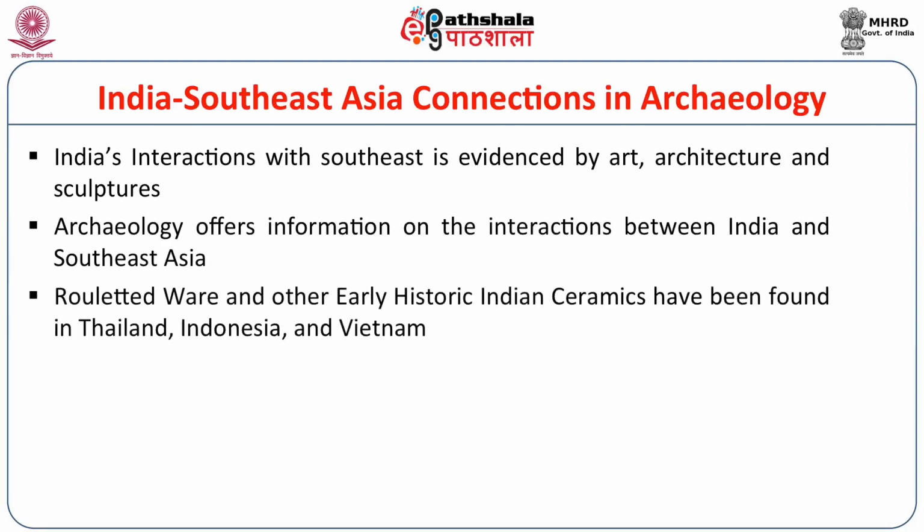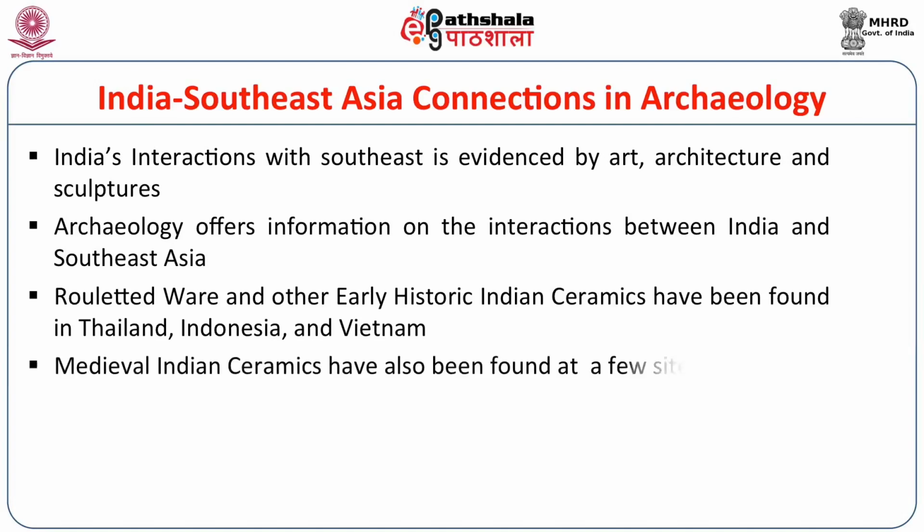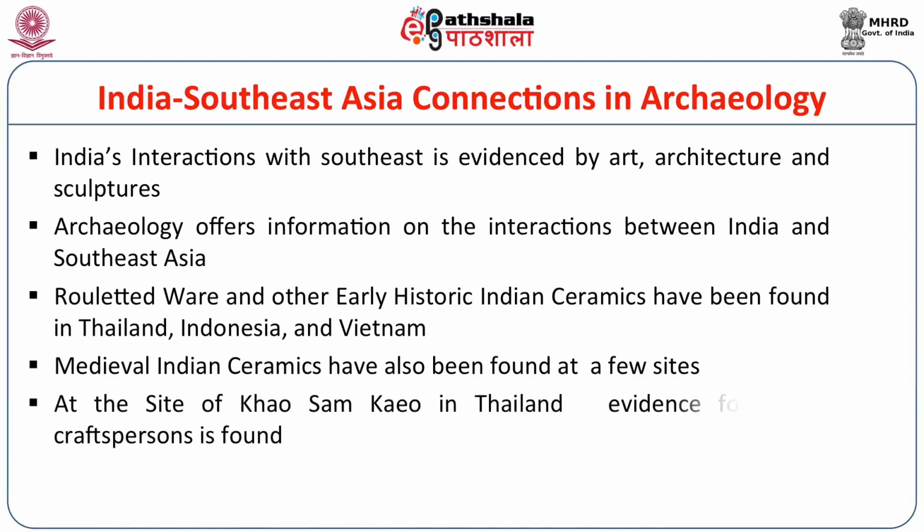Rouletted ware and other early historic Indian ceramics have been found in Thailand, Indonesia and Vietnam. So they really tell how Indian materials went to different parts of the Indian Ocean region. Medieval Indian ceramics have also been found at a few sites in Southeast Asia and also in West Asia. At the site of Khao Sam Kaeo in Thailand, they have found evidence for the presence of Indian craftsmen. That means Indian craftsmen also moved and they were producing things in Thailand. So you get these kinds of movements and interactions proved by archaeological research and excavation.